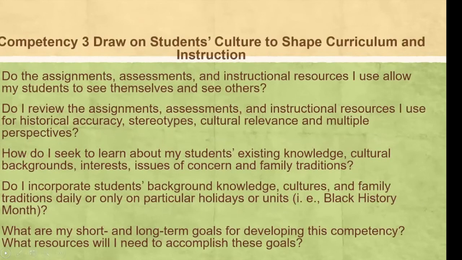Number 3, you're going to draw on the students' culture to shape curriculum and instruction. Do your assignments, assessments, and instructional resources allow your students to see themselves and see others? Do I review the assignments, assessments, and instructional resources I use for historical accuracy, for stereotypes, for cultural relevance, and multiple perspectives?